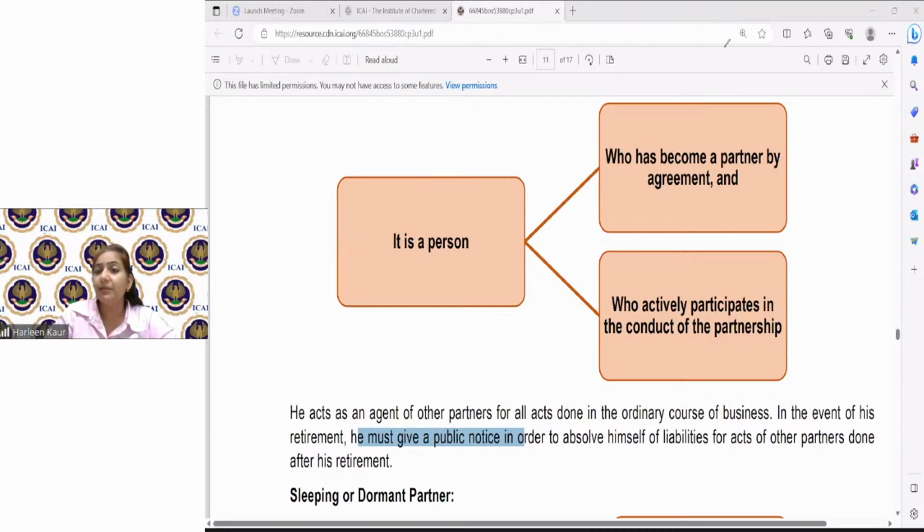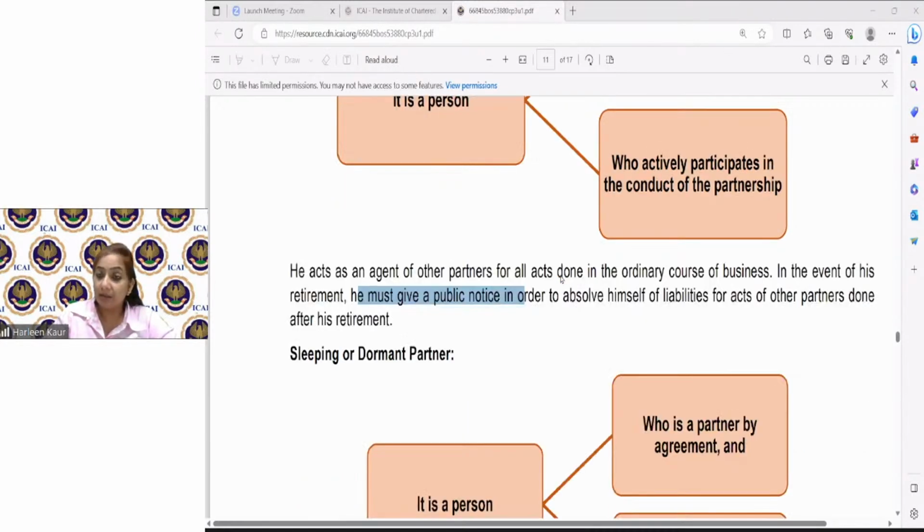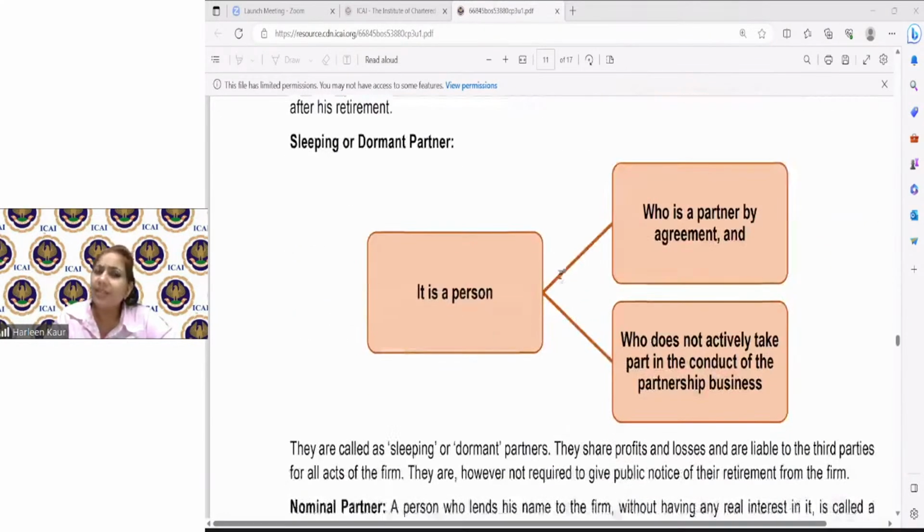तो एक्टिव पार्टनर है, बिजनेस करता है, पार्टनर्स एजेंसी रिलेशनशिप भी है, and public notice वाला point is very very important for active partner. But does the sleeping partner need to give the public notice? No ma'am, he was sleeping, he was not present. D को तो पता ही नहीं था कि A sleeping partner भी partner है. So if you are a sleeping partner, then my dear students, you are not required to give a public notice. Only an active partner is required to give a public notice of his retirement. Sleeping partner is not required to give a public notice.